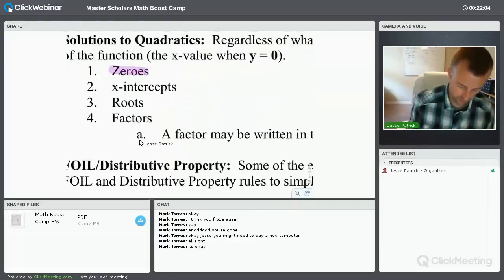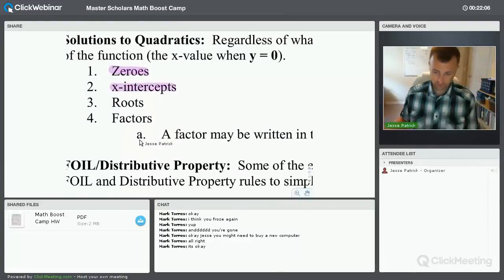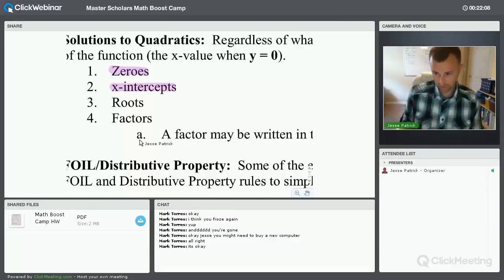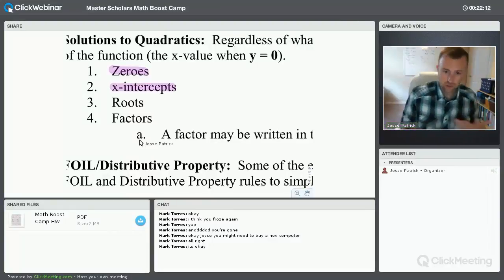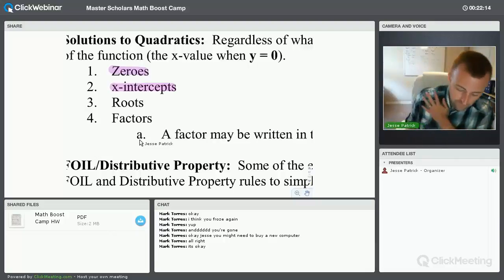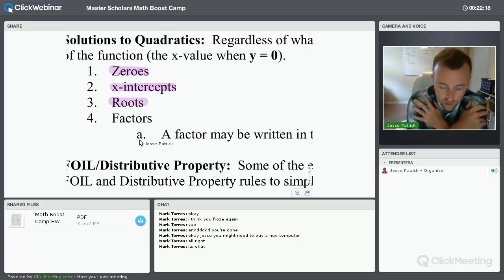But they have different names as well. Obviously, x-intercept is a solution. So if they say find the solution, they're saying find the x-intercept. If they say find the x-intercept, it's the same as them saying find the solution. Those words are interchangeable. Another word that you may see is the word roots. Again, a root is an x-intercept. A root is a 0. A root is a solution. So all those words are completely the same.